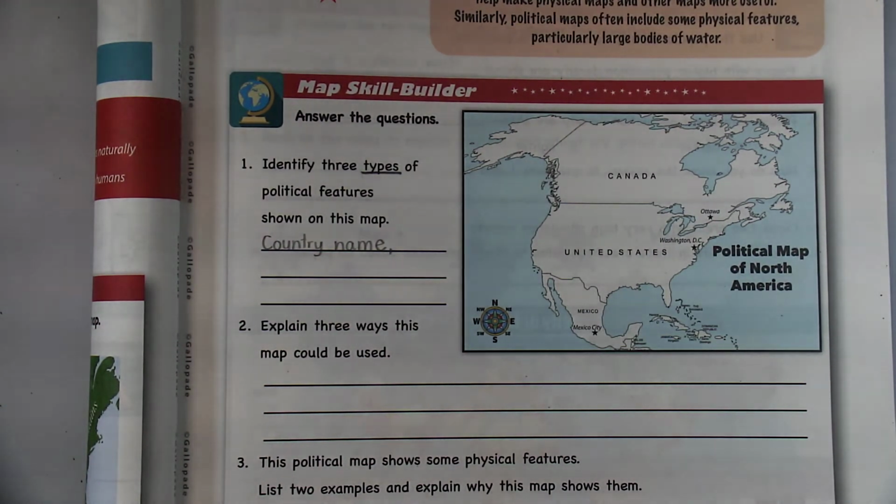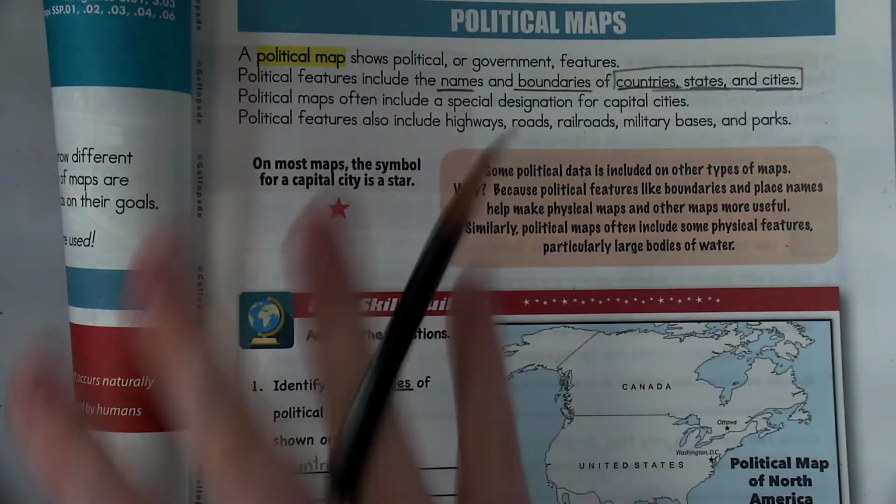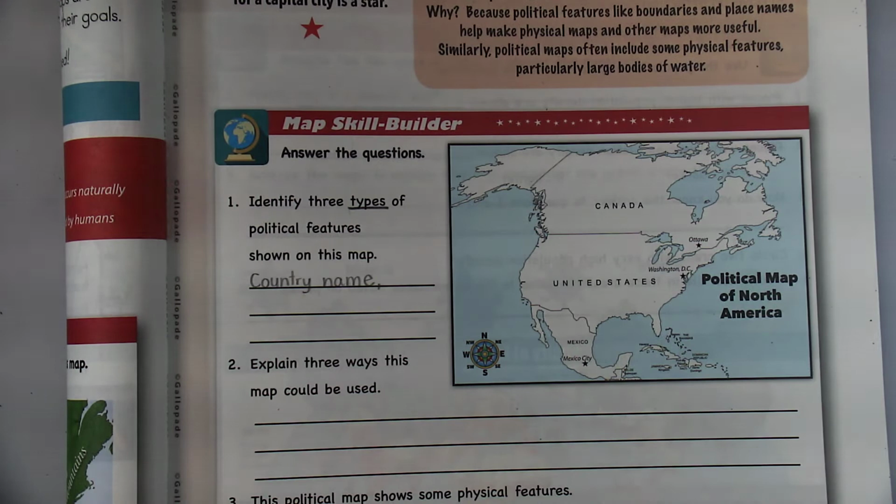I also see United States. I also see Mexico. Do you see a city name? I bet you do. I want you to write what you see here. It is a city name, but it's a certain type of city. Make sure you're reading up here. Write what type of city name you find right here.